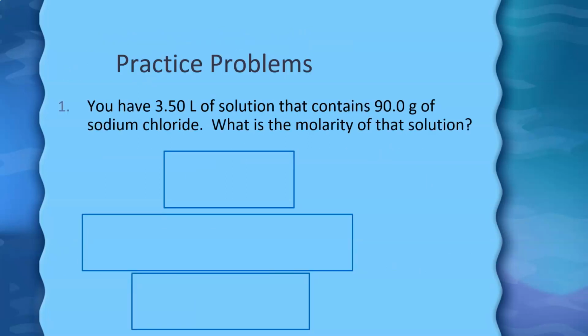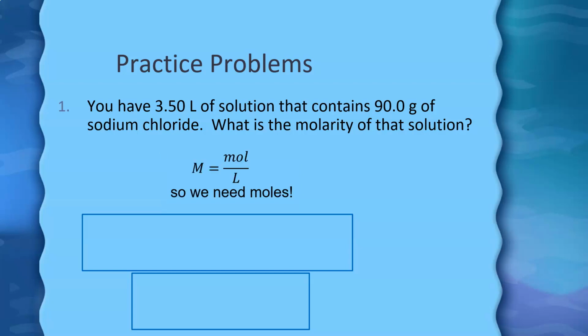So let's try a practice problem here. I have 3.50 liters of solution that contains 90 grams of sodium chloride. What is the molarity of that solution? Well, the first thing I want to do is figure out what I am looking for. I'm looking for big M, molarity, and big M molarity is moles over liters. I have liters. I have 3.50 liters.